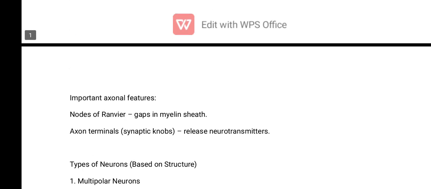Then there are other important axonal features I also mentioned. I mentioned the nodes of Ranvier and axon terminals. The nodes of Ranvier are gaps in the myelin sheath. Between adjacent myelin sheaths, the gaps found in between them, those are the nodes of Ranvier. Then we also have the axon terminals. The axon terminals, also called the synaptic knobs, are responsible for releasing neurotransmitters that are present in synaptic connections.